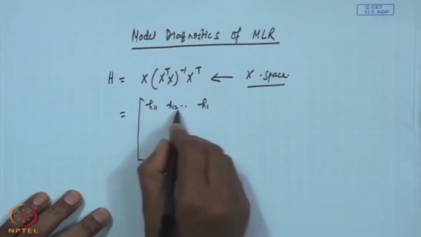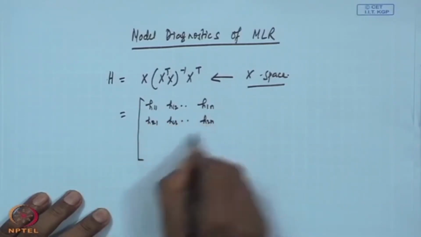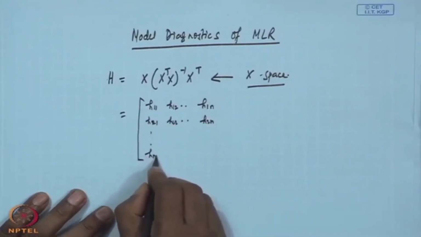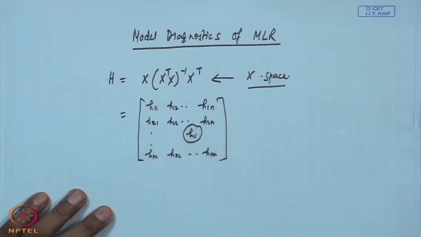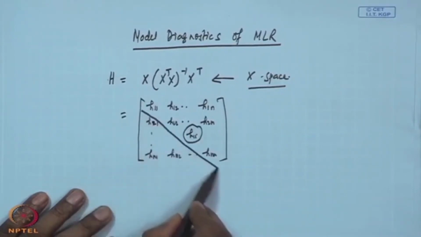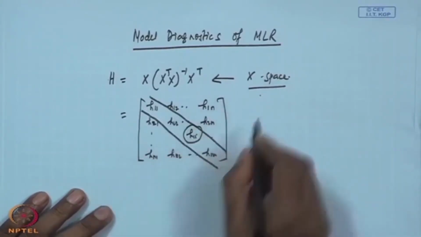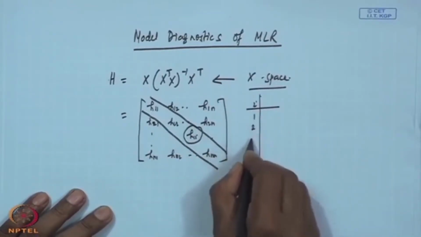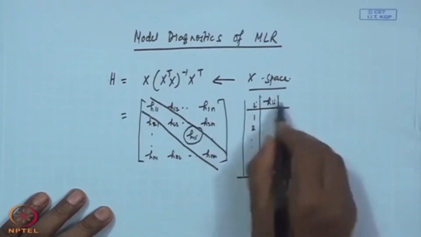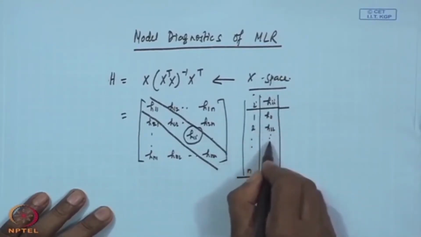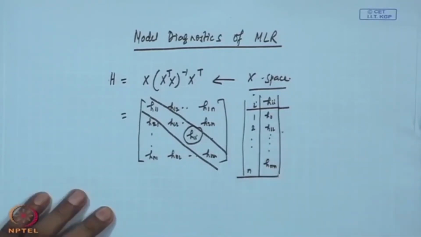This matrix has elements H11, H12 to H1n, H21, H22 to H2n, like this, up to Hn1, Hn2 to Hnn, and somewhere there will be Hii. Okay. So, leverage values are the diagonal elements. In the hat matrix, for i equal to 1 to n observations, you find out the Hii values. These are known as leverage values. So H11, H22, up to Hnn, these are all leverage values.